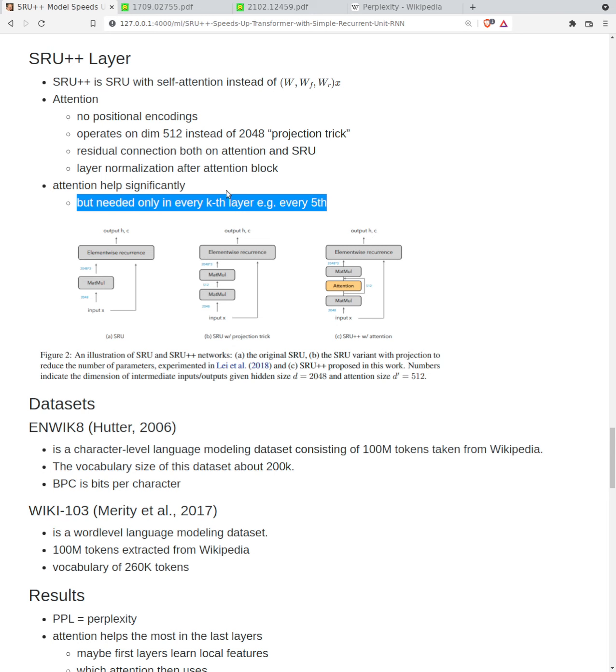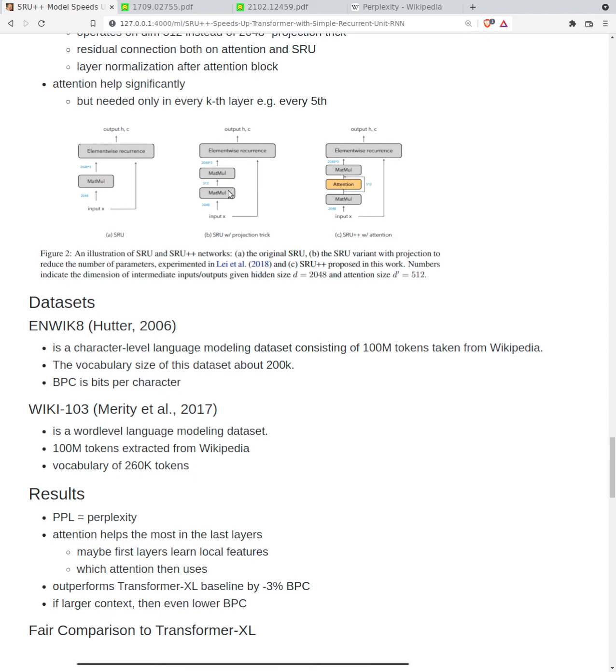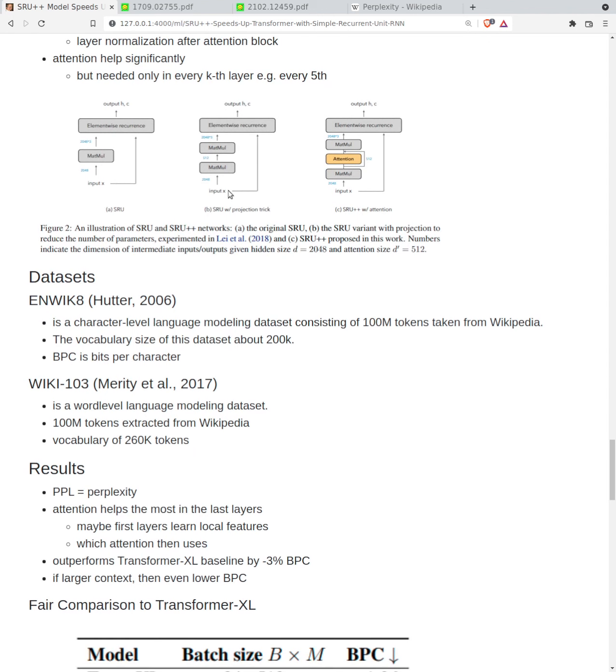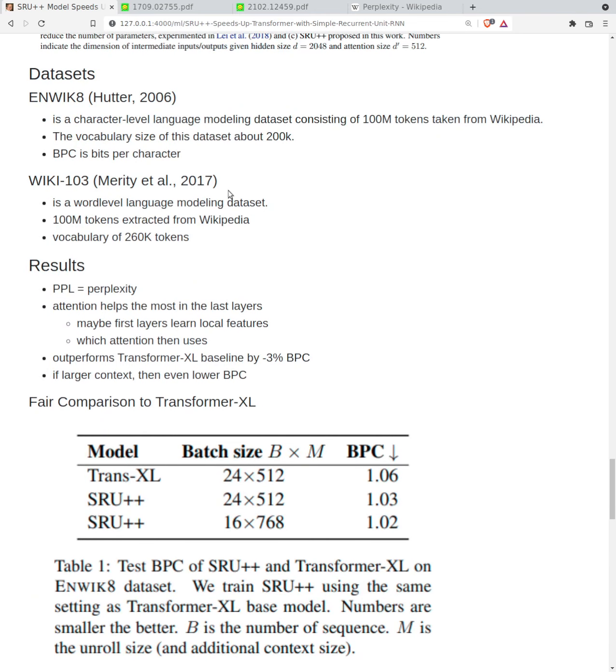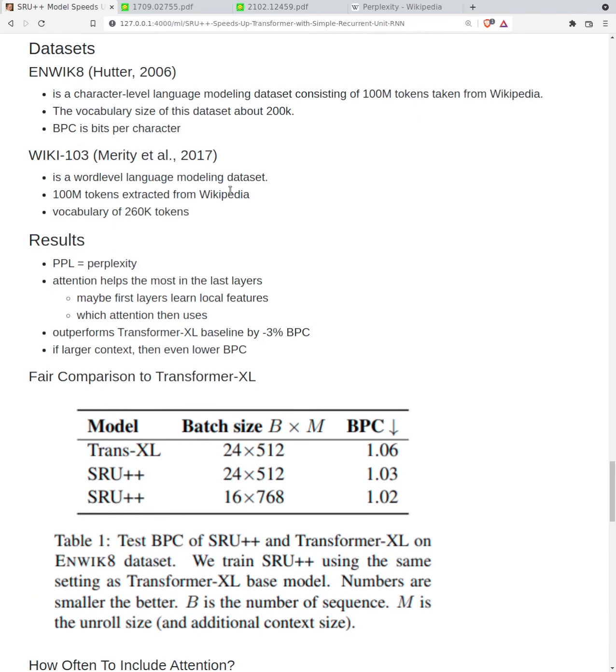Something like every fifth layer, if they have attention, it does well. It does good enough. The dataset used is this Enwik8 I mentioned previously. It's a character-level language modeling dataset consisting of 100 million tokens taken from Wikipedia. Here we measure compression, basically. Well, essentially how well we can predict the next character.